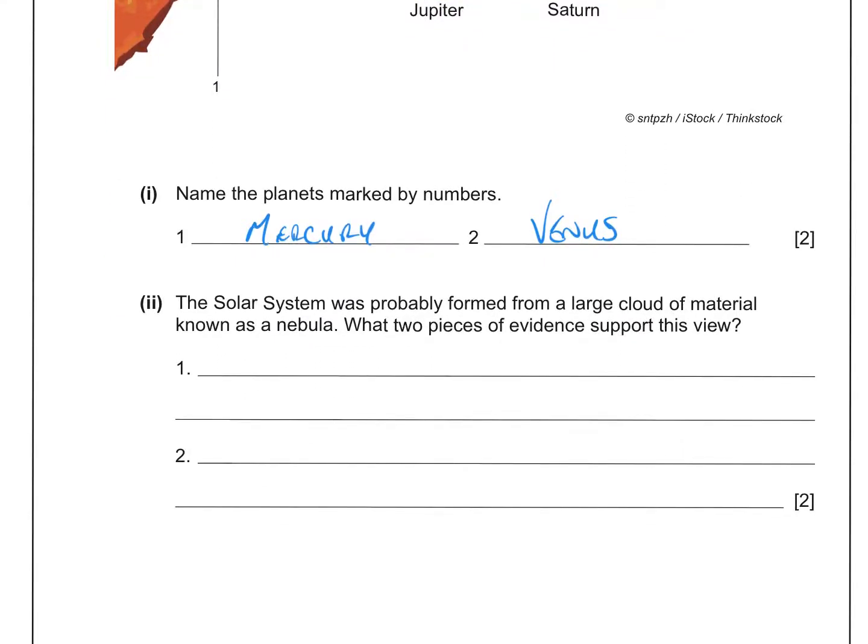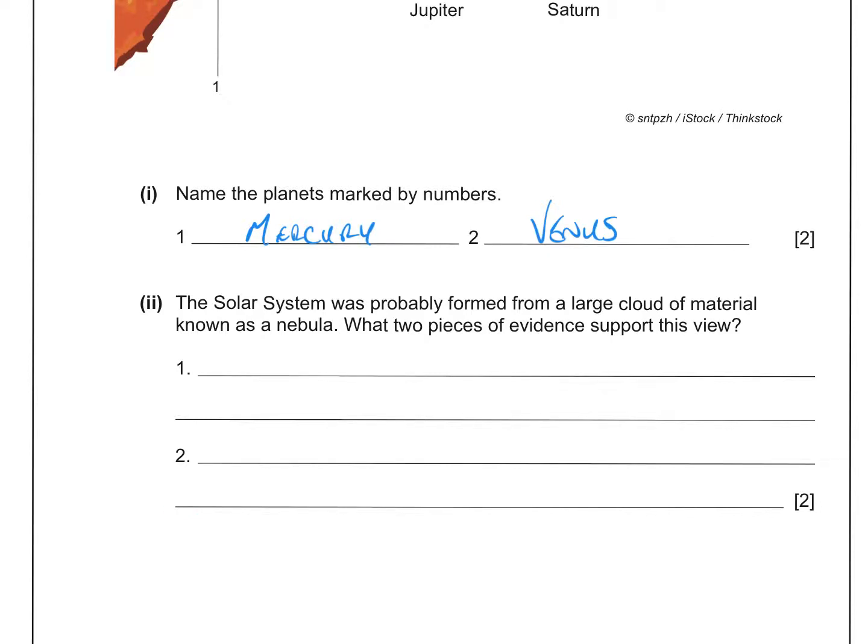2. The solar system was probably formed from a large cloud of material known as a nebula. What 2 pieces of evidence support this view? So what we have in the solar system is planets all going the same way around the Sun, and the suggestion is that they all formed from the same rotating disk with localized gatherings of material forming planets that then continued to go around there.